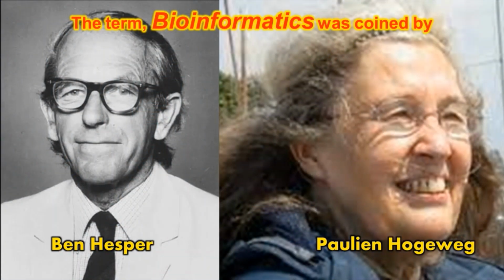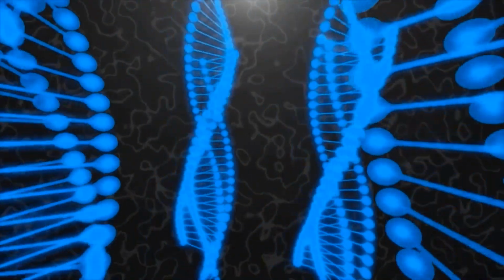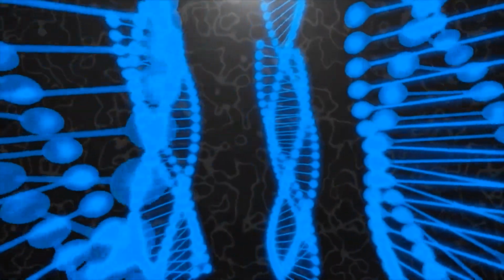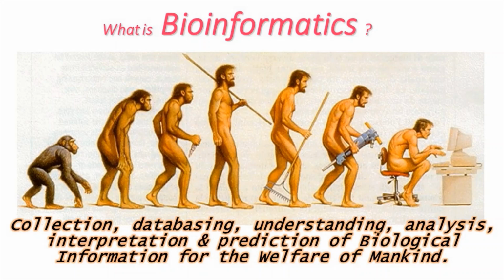The word bioinformatics was first formally used by Paulien Hogeweg and Ben Hesper in 1970 to refer to the study of information processes in biotic systems. Bioinformatics involves the analysis of biological data, particularly DNA, RNA and protein sequences.